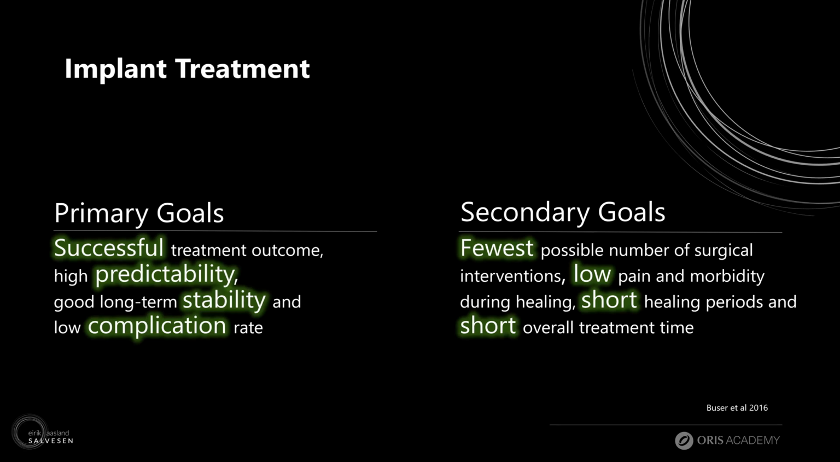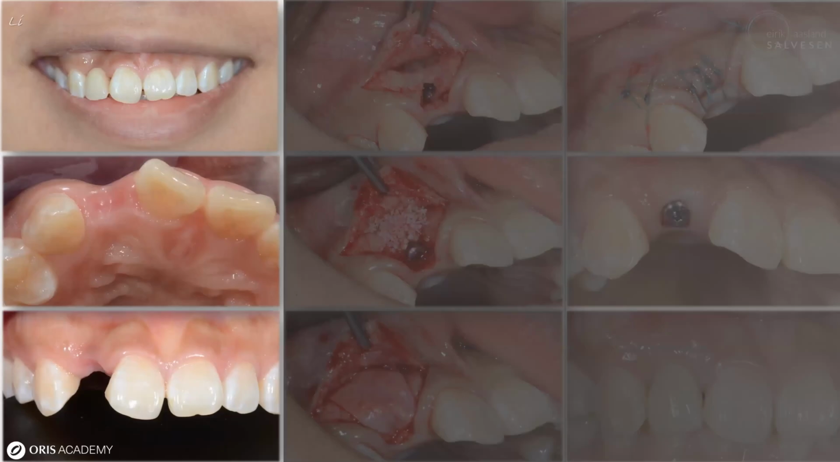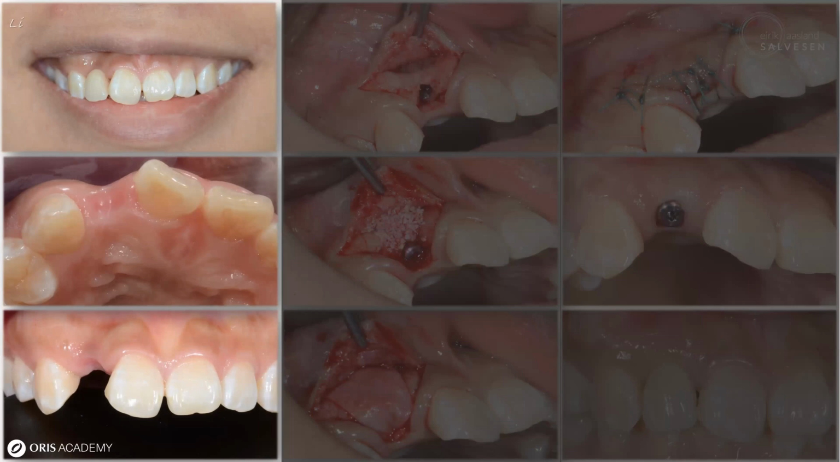So, exemplifying this, you'll see this case. This is a young lady referred to us after losing one of her lateral incisors. On the middle picture, you see the healing pattern, which is classical. You will have the buccal resorption, or remodeling basically, of the bone. That's what it is. And this is how it's going to look.